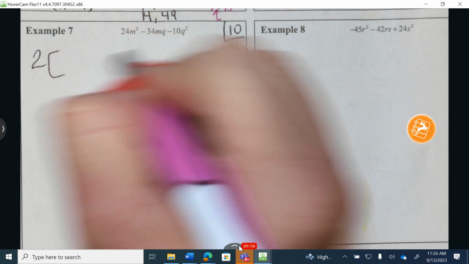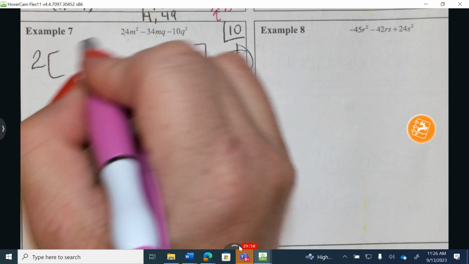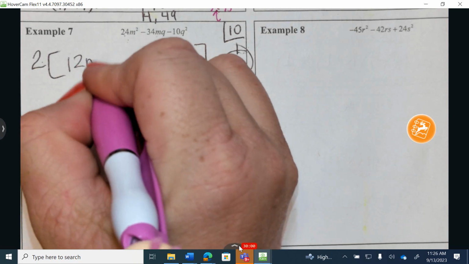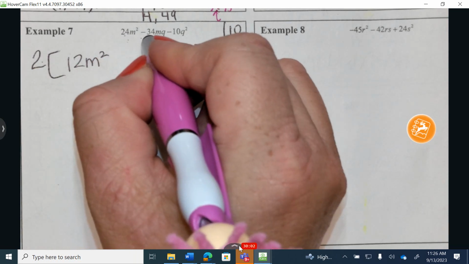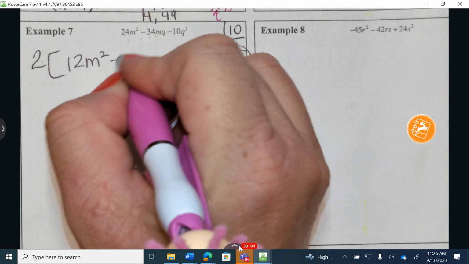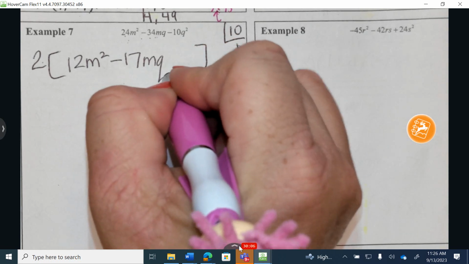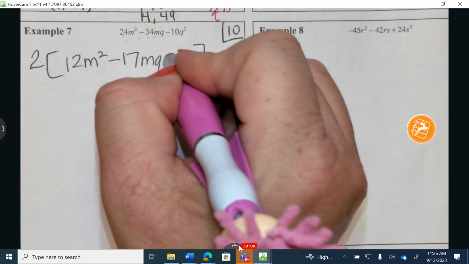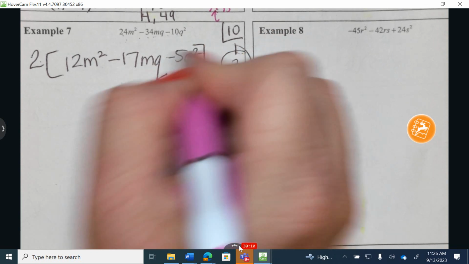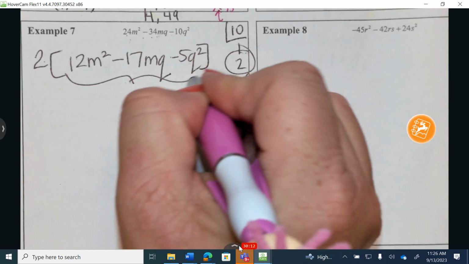Okay, here we go. 24 divided by 2 is 12. Negative 34 divided by 2 is negative 17. Negative 10 divided by 2 is negative 5. Please put these curly brackets right here.